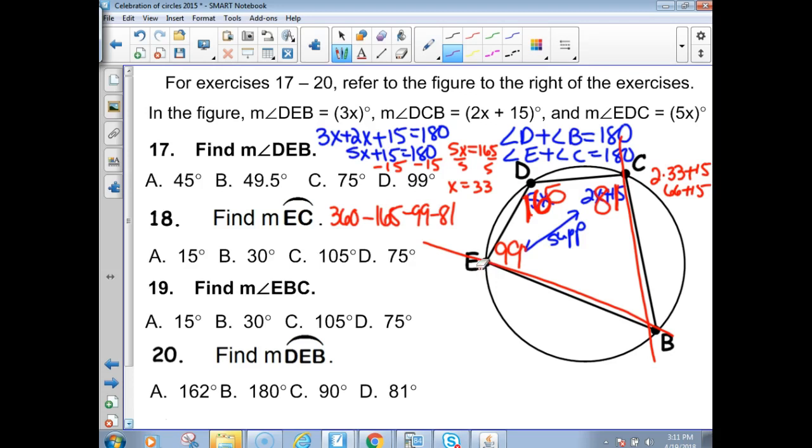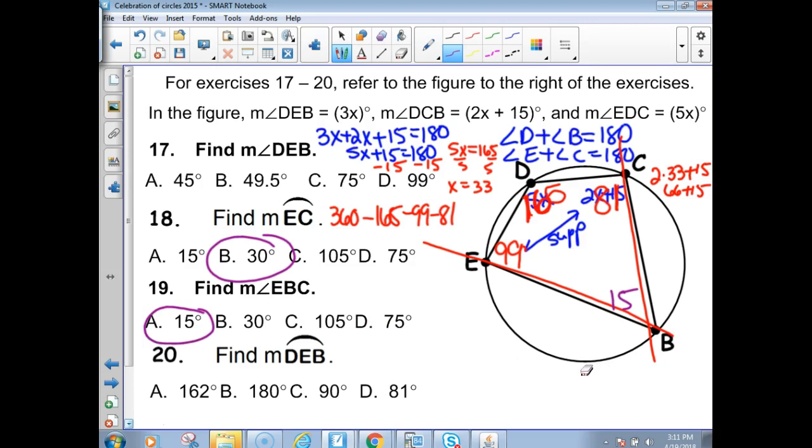Okay, so what do you got when you subtracted all that? 15? Okay, so that means arc EC is 30. Double it. Got to double the angle. All right, find angle EBC, what we just did. It's 15.